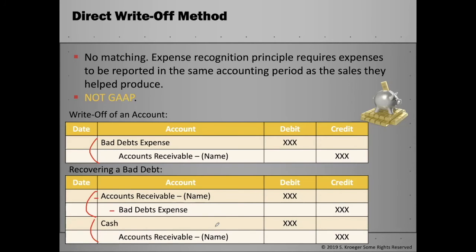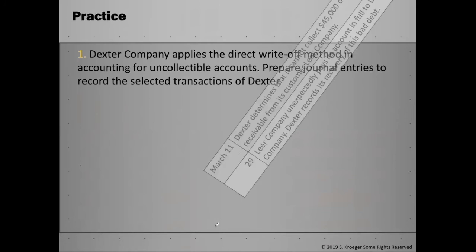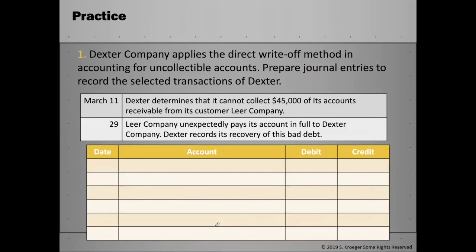We'll now do an example together. This is your practice problem number 1 on your classwork. We have Dexter Company that applies the direct write-off method in accounting for the uncollectible accounts. Prepare the journal entries to record the selected transactions of Dexter. On March 11th, Dexter determines that it cannot collect $45,000 of its accounts receivable from its customer, Lear Company. This happens on March 11th.